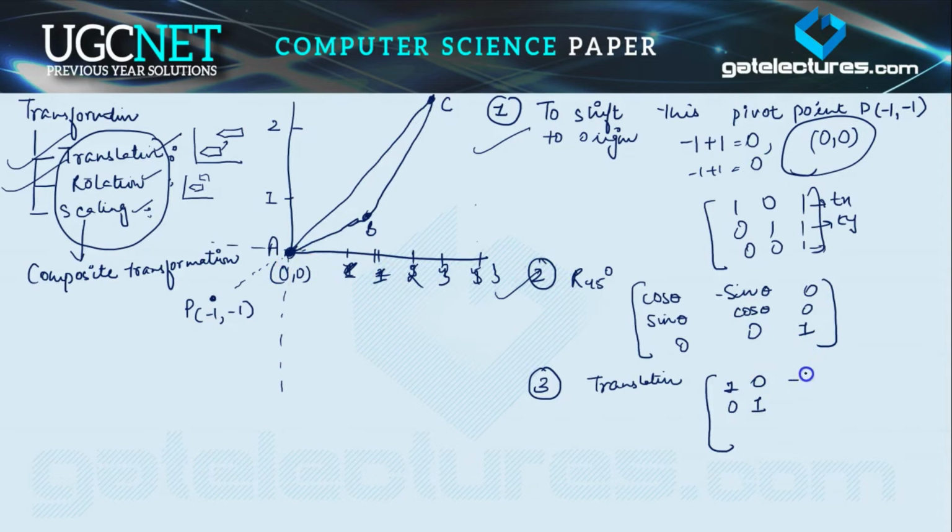तो अब हमारा tx कितना होगा? ट्रांसलेशन पॉइंट क्या होगा? -1 एंड -1 एंड ये 3 into 3 का मुझे मैट्रिक्स बनाना पड़ेगा. That's why I am adding this row. ठीक है, so these 3 steps are there. इस पे मुझे मैट्रिक्स मल्टीप्लिकेशन लगानी पड़ेगी एंड then I found some new points for a dash, b dash and c dash after rotation.